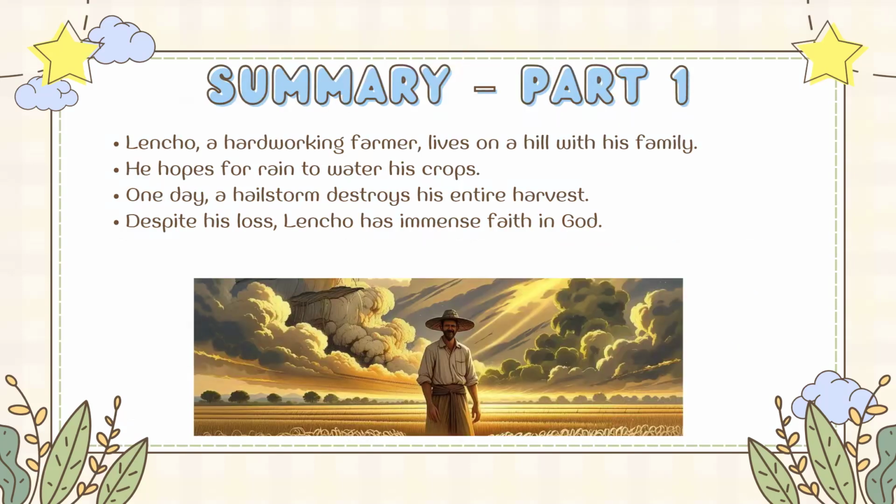So, what's the story about? Lencho is a farmer who lives on a hill with his family. His entire livelihood depends on the crops he grows. One year, his crops are almost ready, but they desperately need some rain. And just as he hopes, it starts raining. But the joy doesn't last long because the gentle rain soon turns into a hailstorm. The hailstones destroy all his crops, leaving him and his family facing hunger.